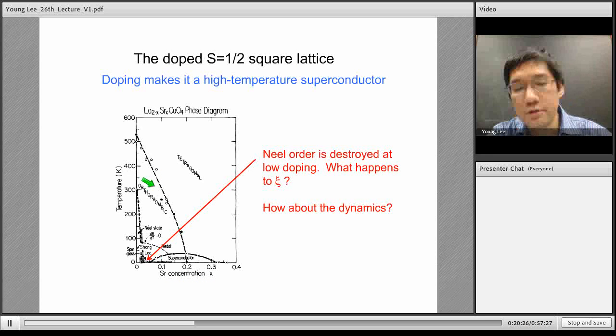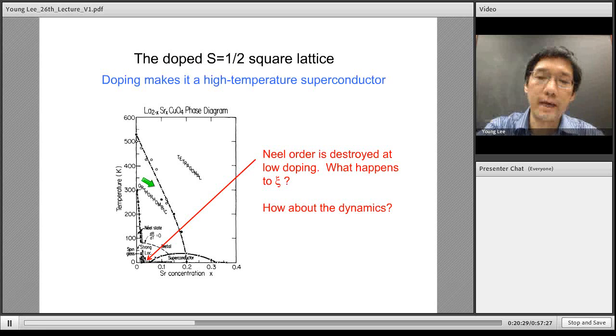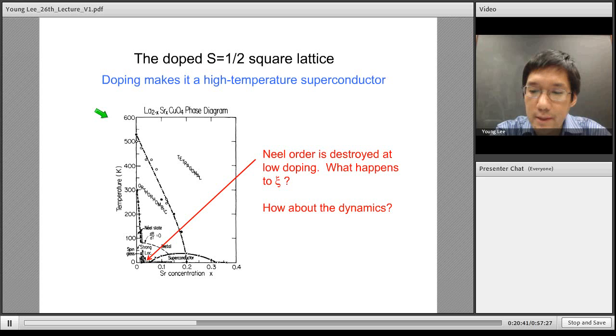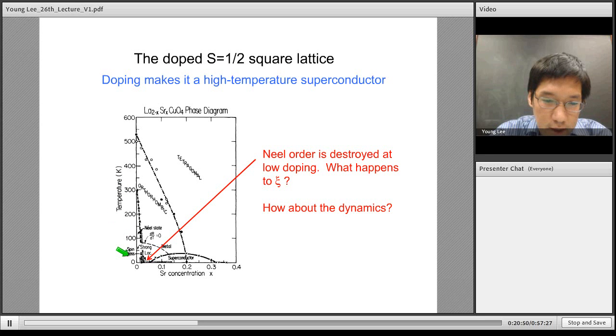Okay, so that's the undoped system. Now what happens when you dope this spin 1/2 square lattice? Many of you know this is how you get a high temperature superconductor. Here's a phase diagram that many of you have seen before for lanthanum copper oxide doped with strontium. At very low doping, there's this narrow phase here, which is your 3D anti-ferromagnetic insulator. And then at roughly 2% doping of holes into your system, anti-ferromagnetism disappears and you enter what's called a spin glass regime.